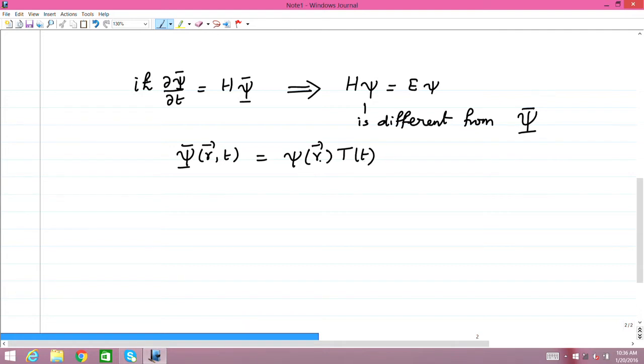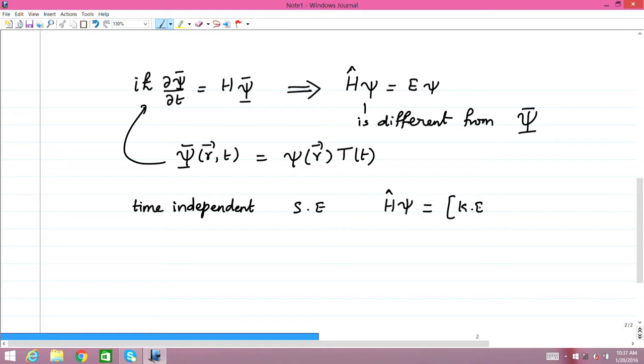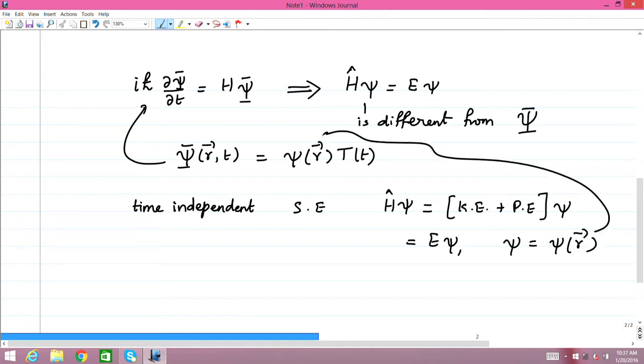And as a result, if you substitute that into this equation, you will get the time independent Schrodinger equation, H psi, which is given as the kinetic energy operator plus the potential energy operator acting on psi is equal to E psi, where this psi is the psi of R. That is the same thing as what you see here.